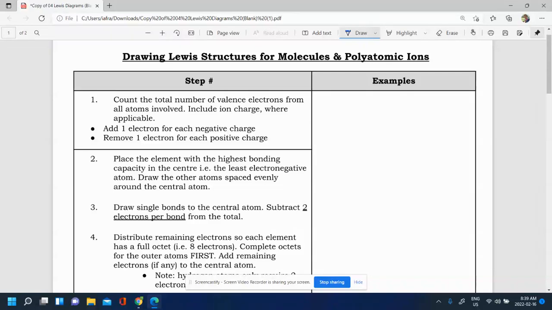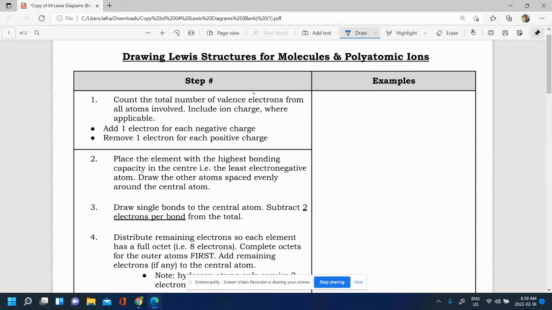In this video, we're going to review how to draw Lewis structures for molecules and polyatomic ions. It's essentially stuff you've seen in grade 11, just in some cases a bit more depth, but for the most part, what you've seen in grade 11 already. We're going to go through some examples and see the main steps, which are listed all on the left side here, and we'll do the examples on the right side over there.